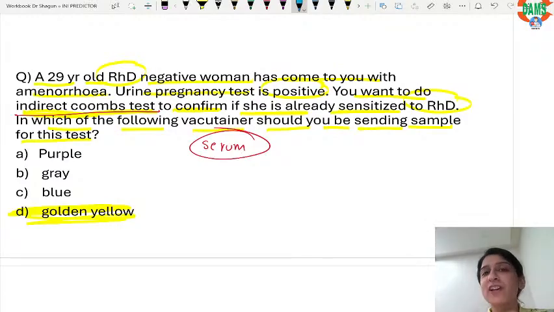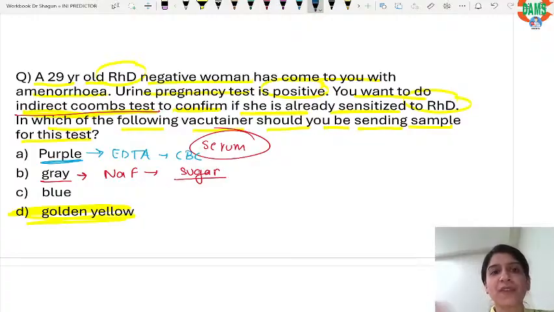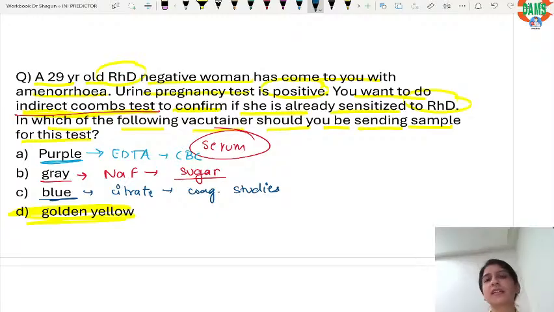Very nice. But if I look at the rest of the options, purple or the lavender is going to contain what? EDTA, and we use it for complete blood count. What about the gray one? Yes, gray contains your sodium fluoride. Yes, we use it for sugar estimation. And blue is your citrated blood, and we use that for coagulation studies, right?